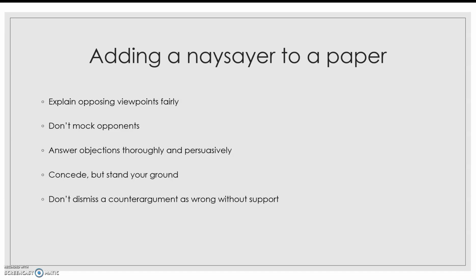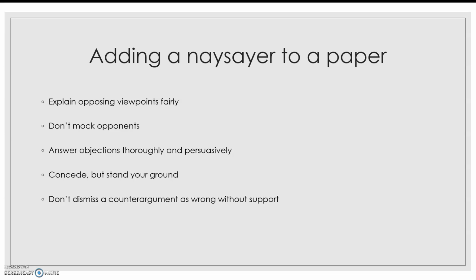You also want to make sure that you don't dismiss a naysayer without support. So it doesn't do any good for your paper to say something like, well, they're obviously wrong because they're wrong, right? And then to not give any support. So that ties back to credibility too. If you're going to dismiss a naysayer or argue against a naysayer, you need to be able to support what you're saying.